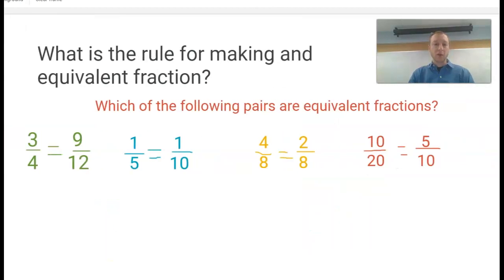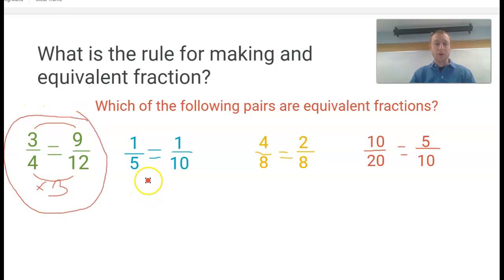What's the rule for making equivalent fractions? So which of the following are equivalent? Well, basically we want to see, did we do the same thing to the bottom we did to the top, right? If we did the same thing to get from 4 to 12 as we did to get from 3 to 9, then it's equivalent, right? So how do we get from 4 to 12? 4 times 3 is 12. Is 3 times 3 9? Yeah, 3 times 3 is 9. So this one's equivalent.